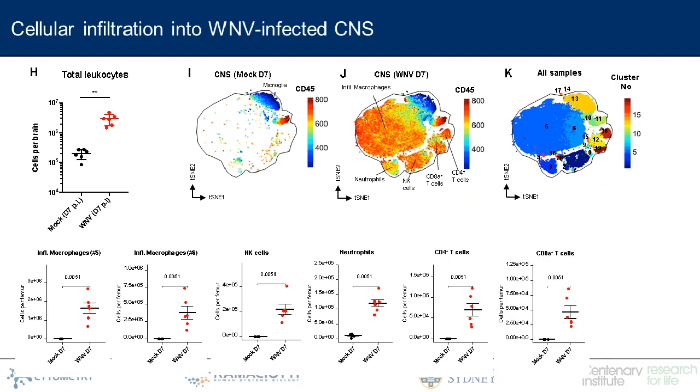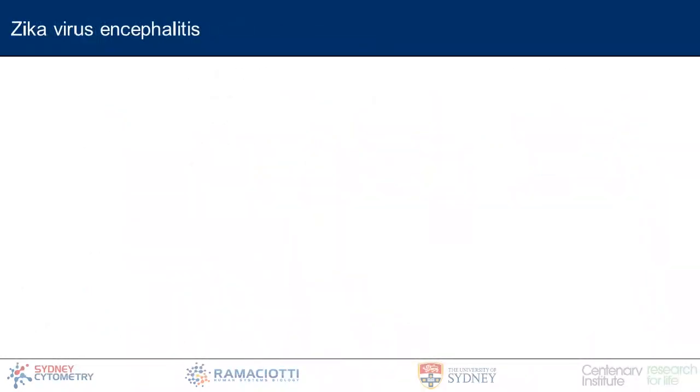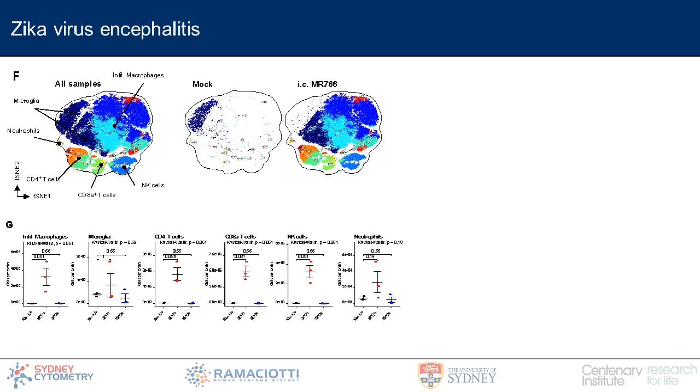Now, this constitution is actually very important because we hypothesize that if we were able to tip this balance, we have fewer macrophages coming into the brain, we might be able to change the nature of the pathology in this disease. Now, interestingly, if we look at something like Zika virus encephalitis, we actually have a very similar pattern of infiltration where we get significant infiltration of sort of inflammatory macrophages compared to other subsets.